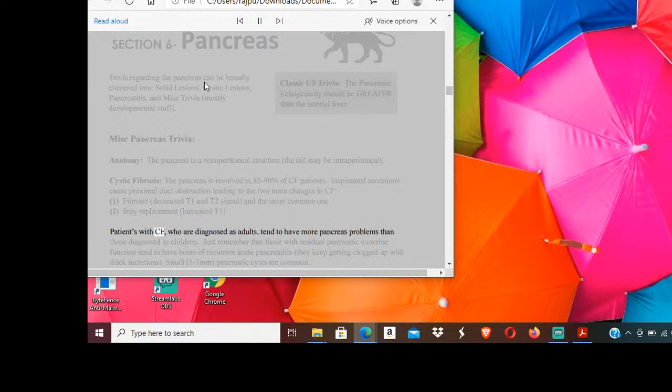Patients with CF who are diagnosed as adults tend to have more pancreas problems than those diagnosed as children. Just remember that those with residual pancreatic exocrine function tend to have bouts of recurrent acute pancreatitis. They keep getting clogged up with thick secretions. Small, 1 to 3 millimeter, pancreatic cysts are common.